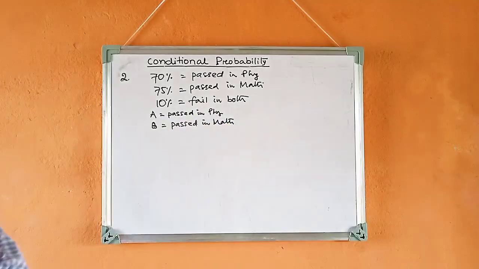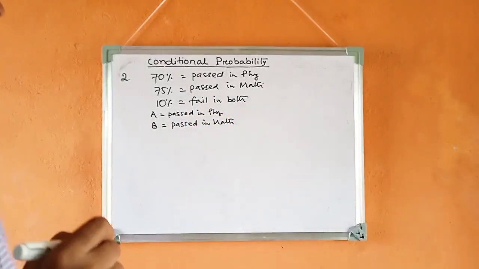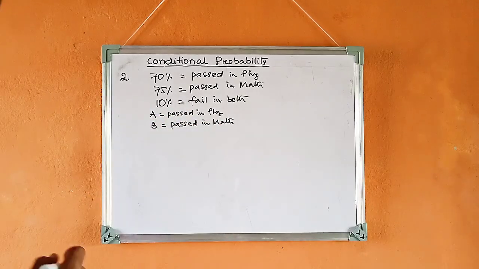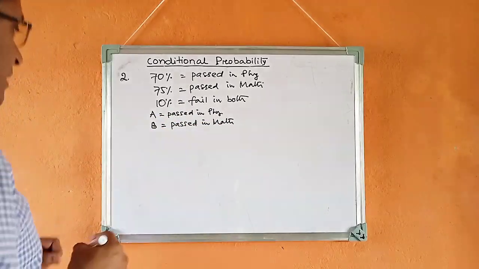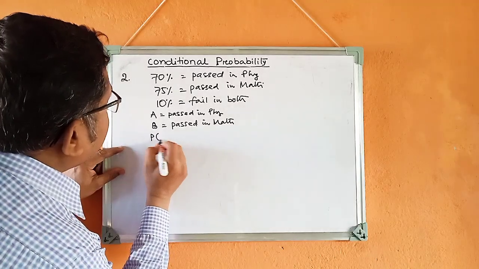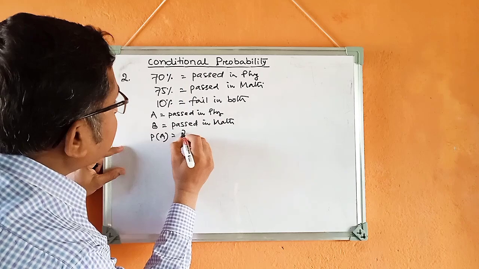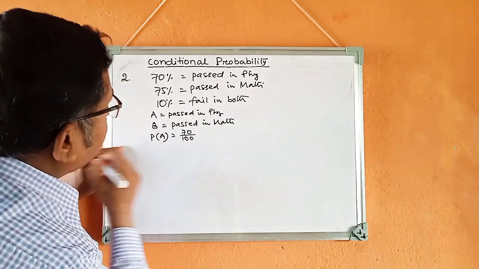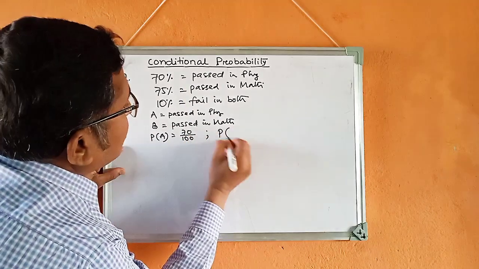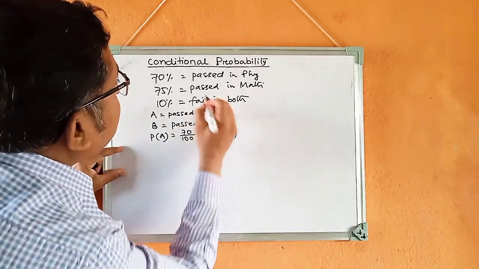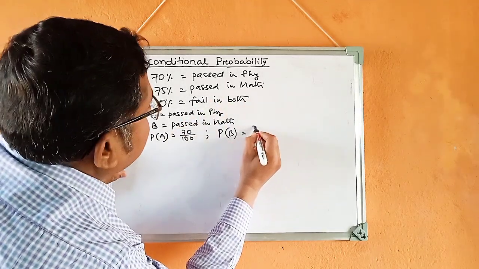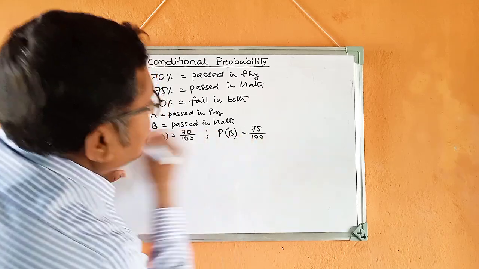Event A is passed in physics, and event B is passed in mathematics. The probability of event A, passed in physics, is 70%, that is 70 divided by 100. The probability of event B, passed in mathematics, is 75%, that is 75 divided by 100.